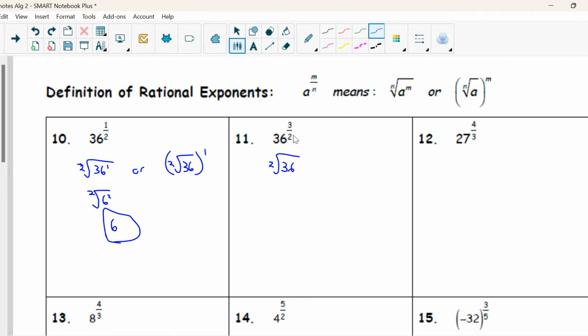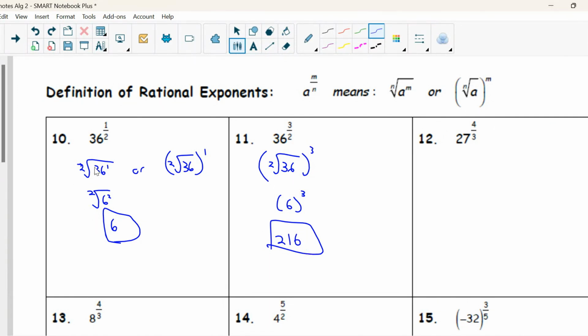And when you have an exponent that doesn't look like it would simplify nicely into your index, I would recommend using the second form, where we take this all to the third power. Because then we have the square root of 36, which we know is just 6, cubed, 6 cubed, 6 times 6 times 6, gives us 216.